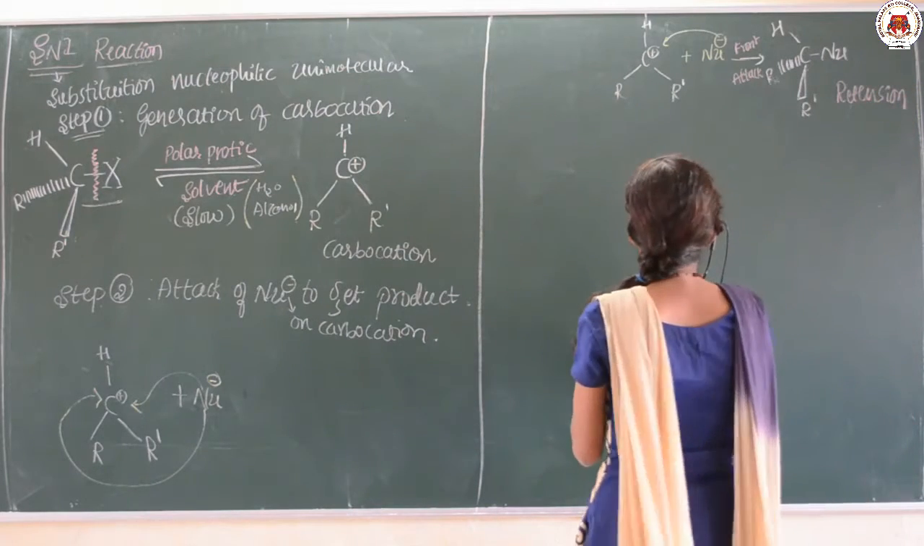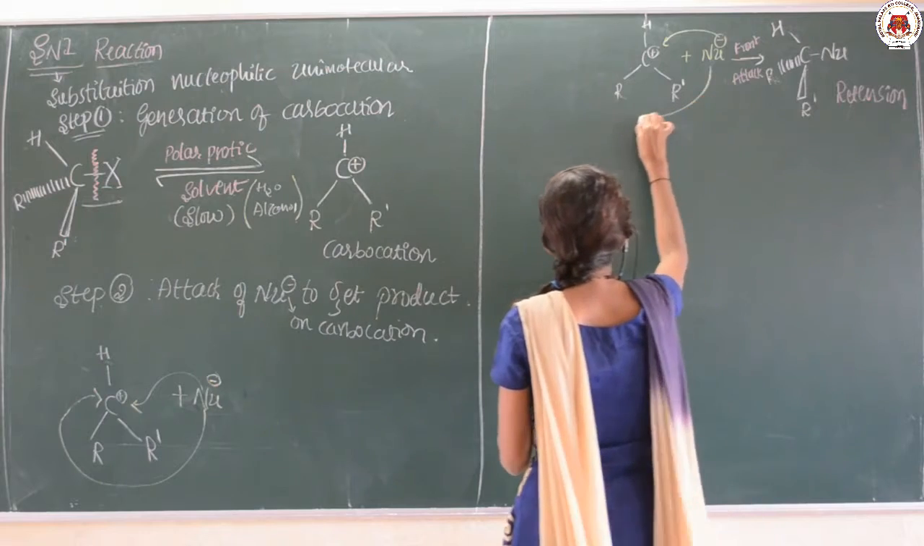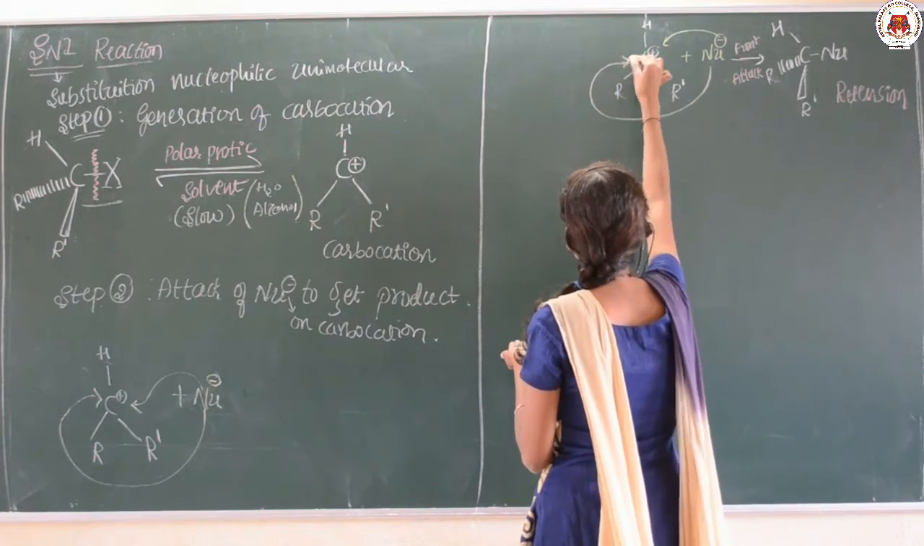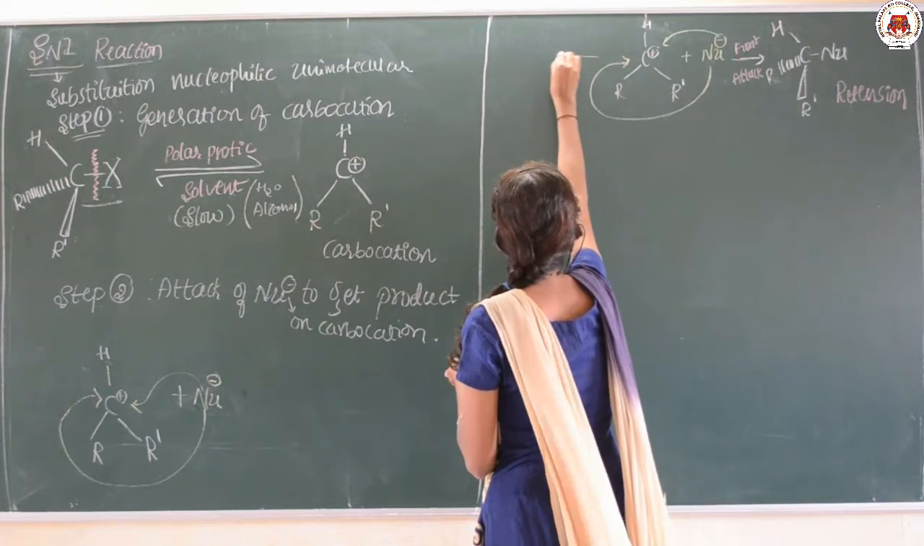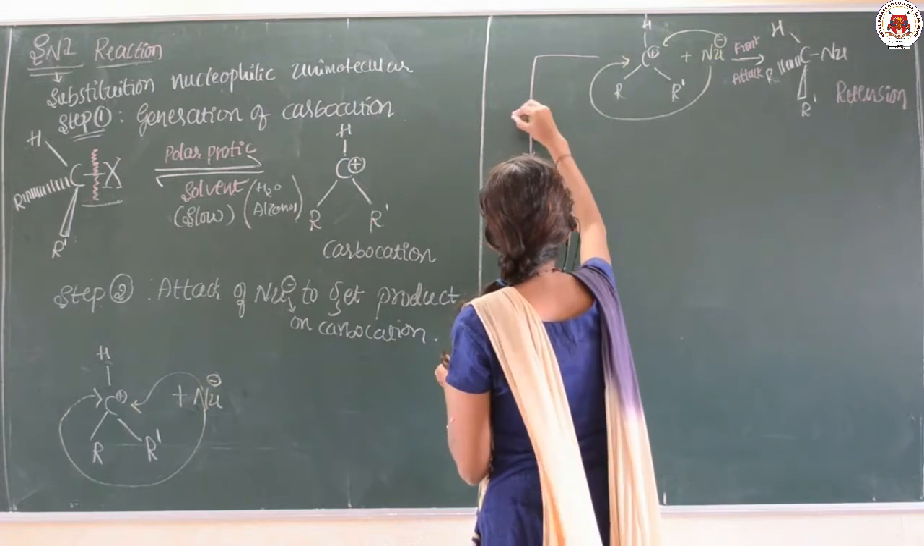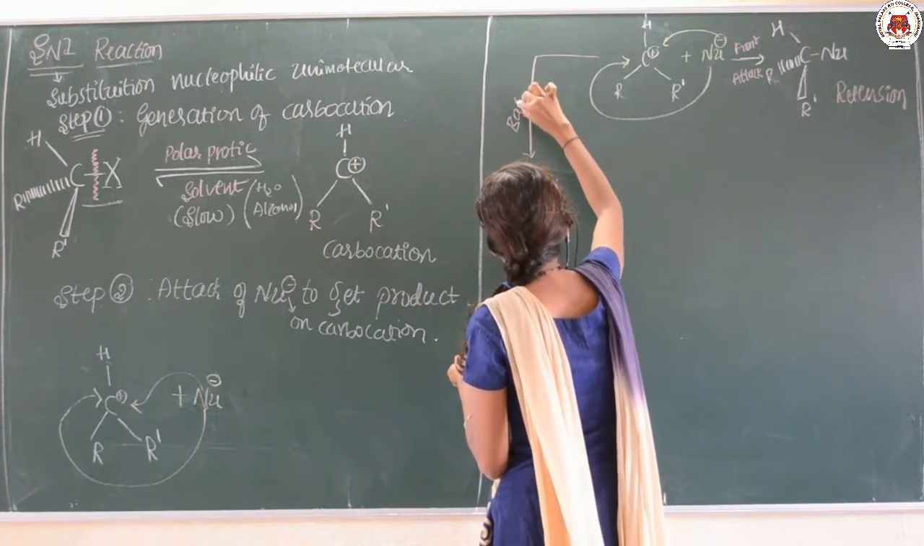Suppose the nucleophile prefers backside attack. During that time, what will be the product? So this is the back attack.